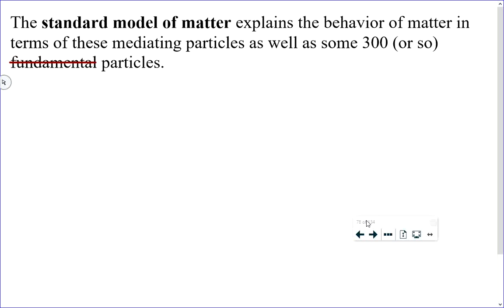So what the Standard Model of Matter does is explain the behavior of matter in terms of forces and everything, like ultimately chemical reactions and everything, in terms of about 300 particles. And I made a mistake here, I believe, in saying fundamental particles. A fundamental particle, everybody, is a particle that you cannot break apart into smaller particles. Okay? And I will tell you that there are, in the entire universe, we believe there are 12 fundamental particles and their antiparticles. And everything else is composed of that.